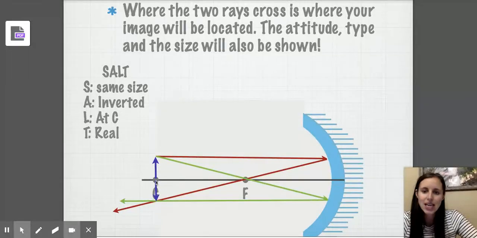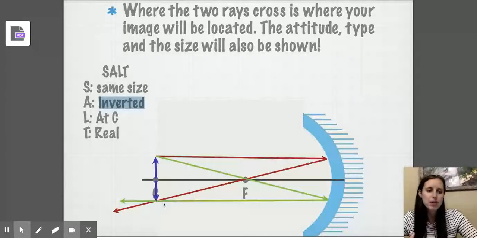Notice all I've done is I've started underneath the object, and I've drawn an arrow right to where my lines cross. I now want to compare my image, this line, to my object, this line, so I can describe SALT. I'm going to look at the size. If I actually look at it, they look like they're the same size. So for S, I say same size. This is upside down, so that means it's an inverted image.